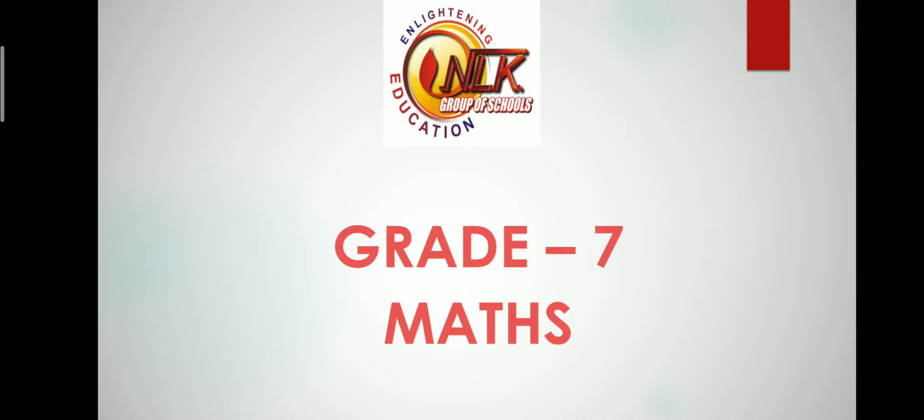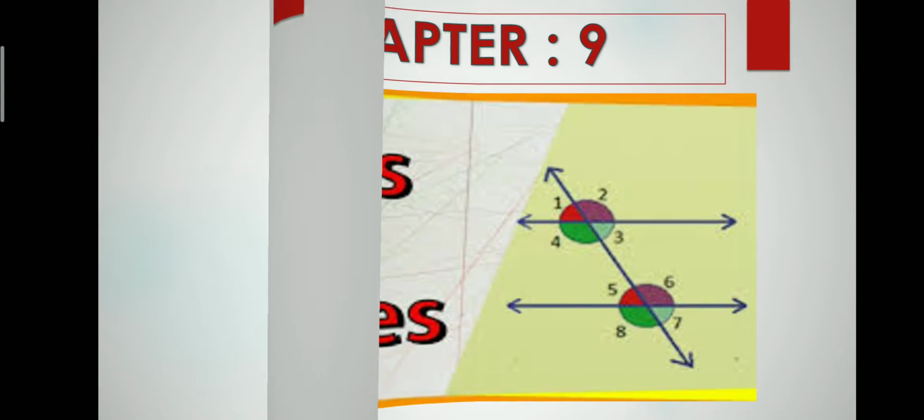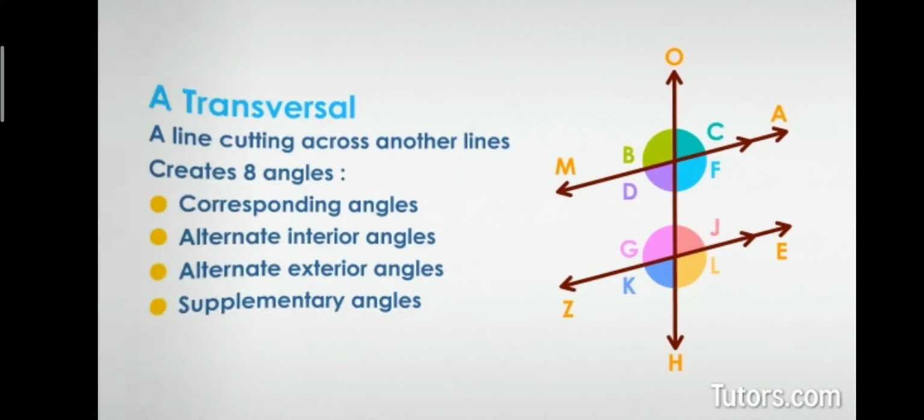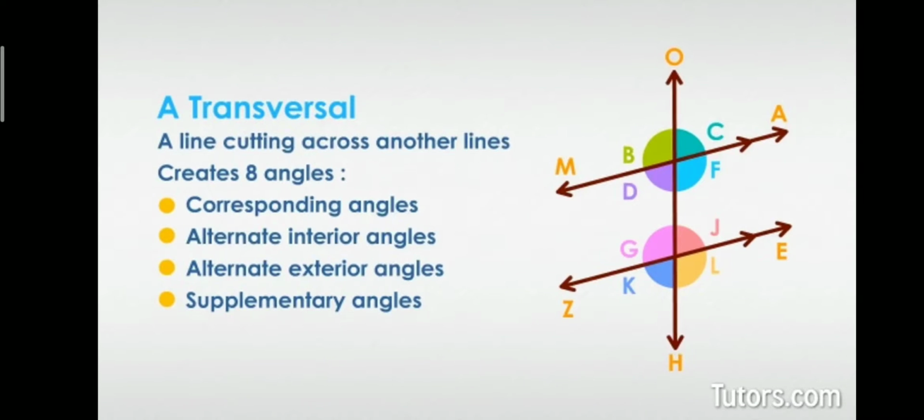Today, we are going to learn the remaining part of Chapter 9, Lines and Angles. In my previous video, I taught you about some pairs of angles and their properties. Today, we are going to learn about a transversal line.